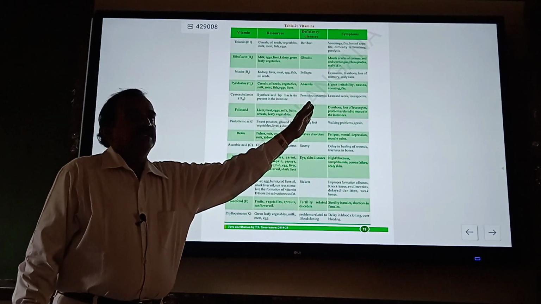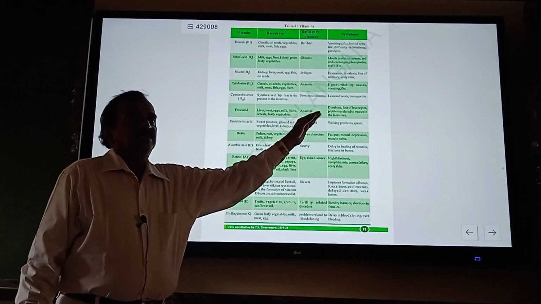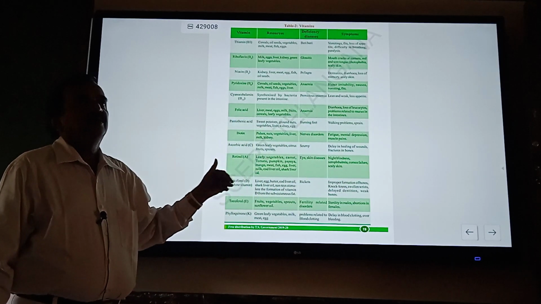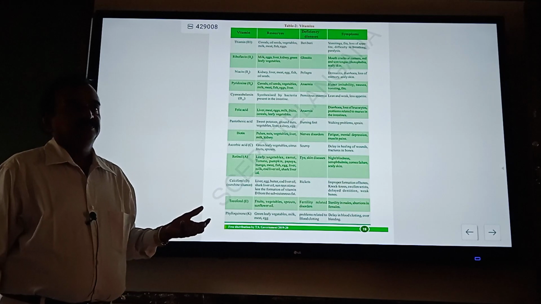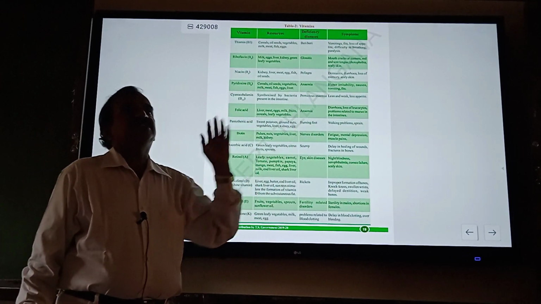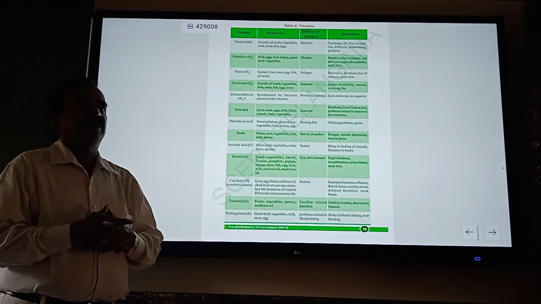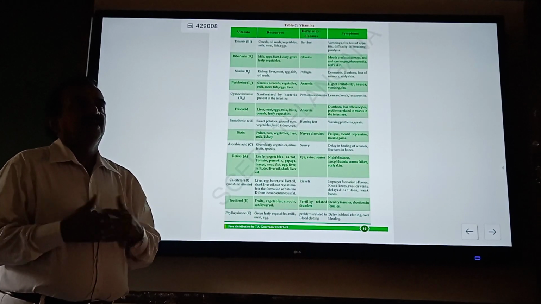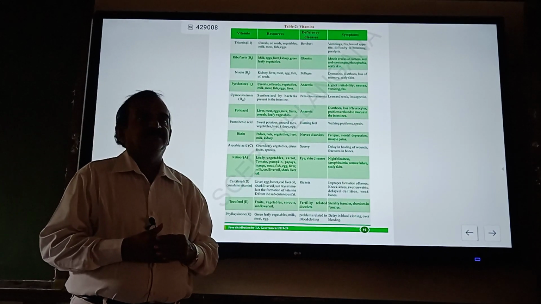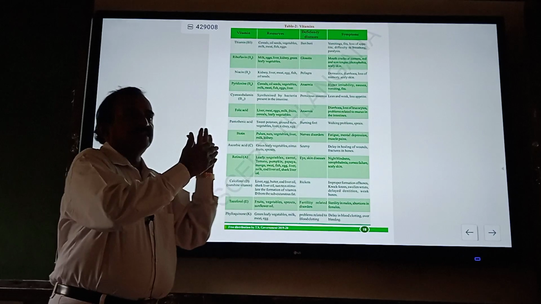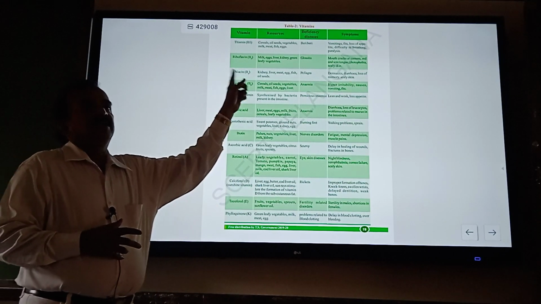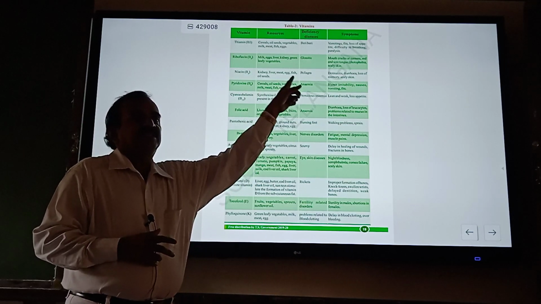And next, deficiency disease. Suppose if we are not getting these vitamins, we may suffer with some diseases, and that information is here, column number 3. The fourth column is symptoms. Suppose if you are suffering with fever, at that time you get headache and body pain. So those are called symptoms. So this table consists of how many divisions? 4 divisions: vitamins, resources, deficiency disease, symptoms.